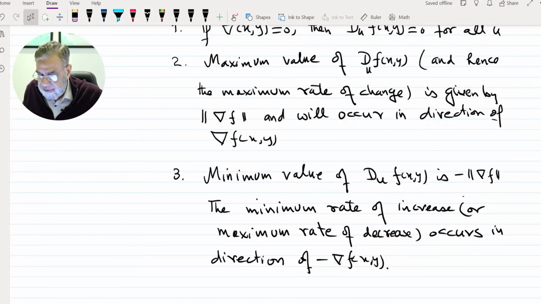Then the minimum value of the directional derivative is given by minus the magnitude of the gradient. And we want to find the direction: the maximum rate of decrease, or minimum rate of increase, occurs in the direction of minus the gradient. So these are very important concepts developed with the gradient: the maximum rate of increase is the positive value of the gradient and the maximum rate of decrease is the negative value of the gradient. The direction is also positive for maximum rate of increase and negative for maximum rate of decrease. So these are the points. When we say the rate of change in the direction of u, that is our directional derivative. I put this as a note.